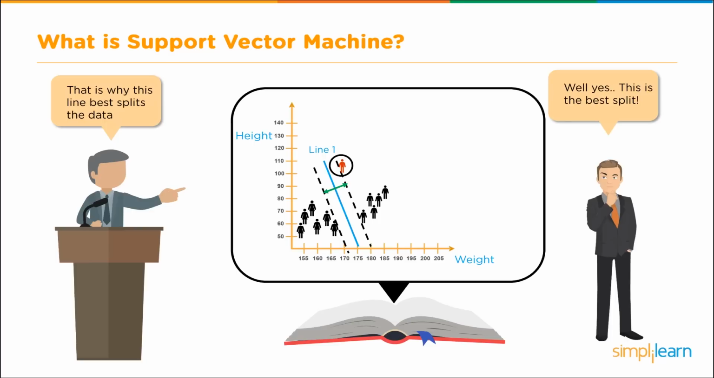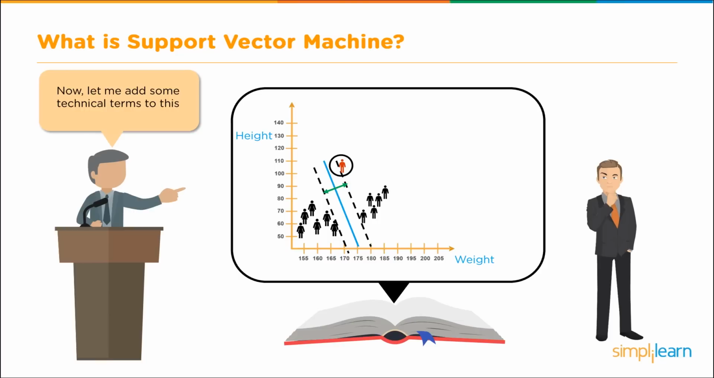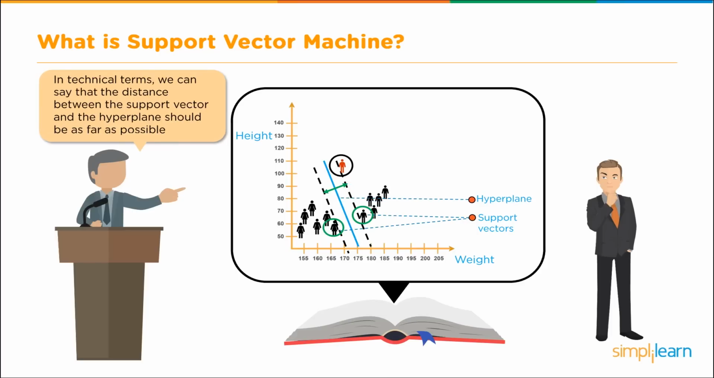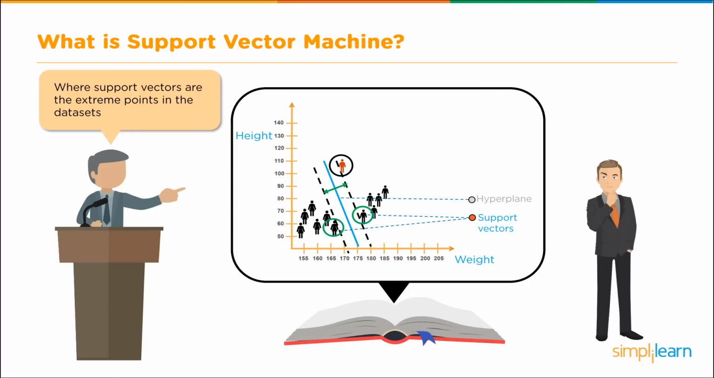And before we go further, we need to add some technical terms to this. We can also say that the distance between the points in the line should be as far as possible. In technical terms, we can say the distance between the support vector and the hyperplane should be as far as possible. And this is where the support vectors are the extreme points in the data set. And if you look at this data set, they have circled 2 points which seem to be right on the outskirts of the women and one on the outskirts of the men. And the hyperplane has a maximum distance to the support vectors of any class.